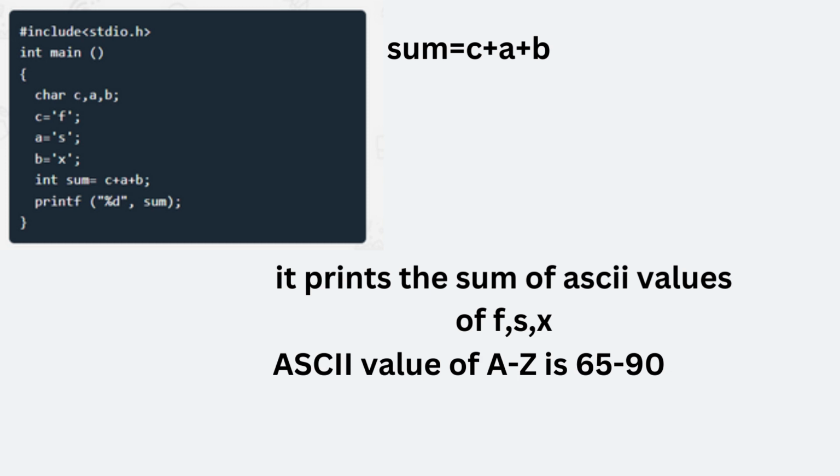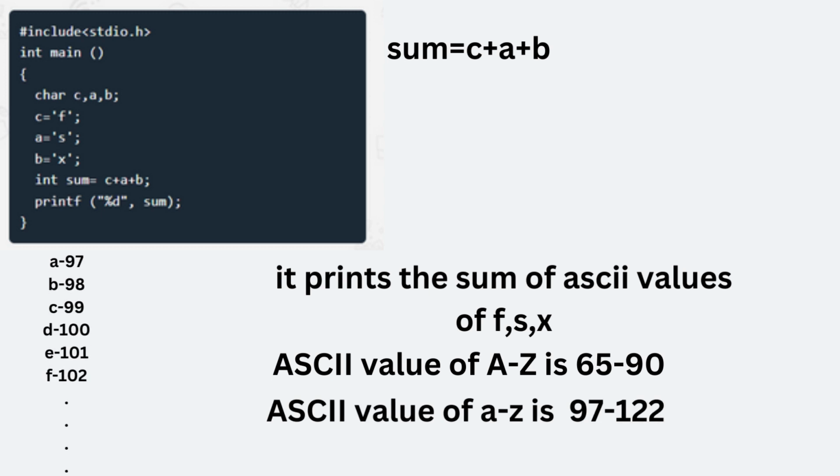ASCII values of capital A to capital Z is 65 to 90. ASCII value of small a to small z is 97 to 122. That is a 97, b 98, c 99, d 100, 101, 102, like that. For here in this code, c equals to f, right? So f equals to 102. In the same way, s equals to 115, x equals to 120.